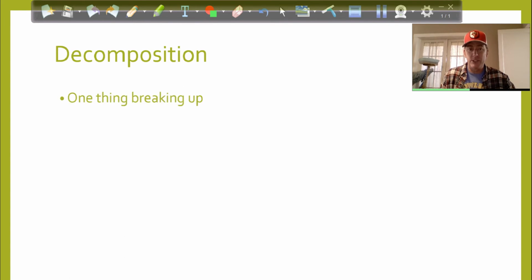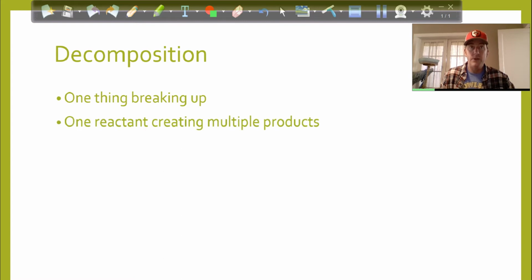Now decomposition is pretty much the opposite of synthesis. It's one thing breaking up. So we have one reactant and multiple products are created. So generically, again, it's the opposite of the synthesis. AB breaks up into A plus B.